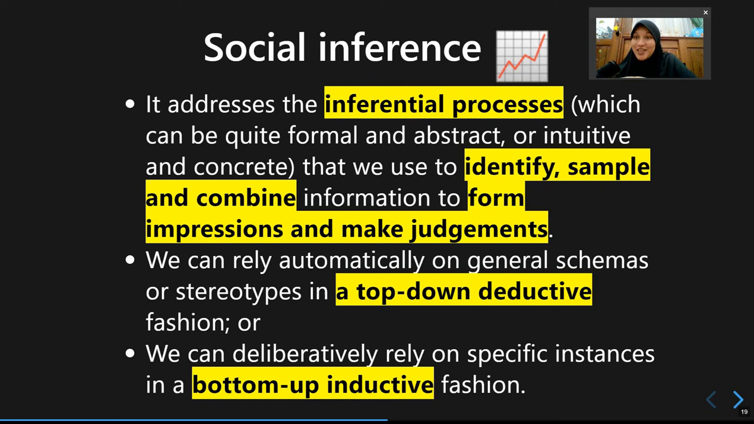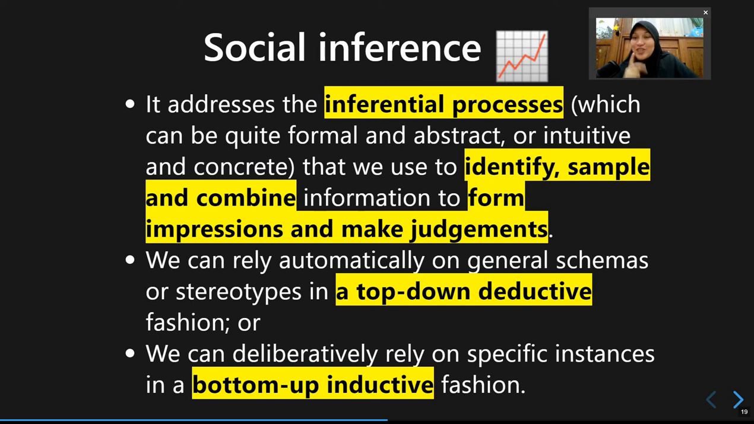But the second approach, proposed by Anderson, is that we combine little pieces of information to form an overall judgment, which means we base our impressions on a lot of small data to make an inference about people. We could see this as a bottom-up or inductive approach, because we conclude an overall impression by taking into account every little piece of information that is available to us. But in reality, how we form an impression about other people combines both approaches.